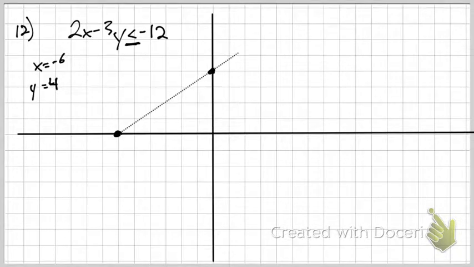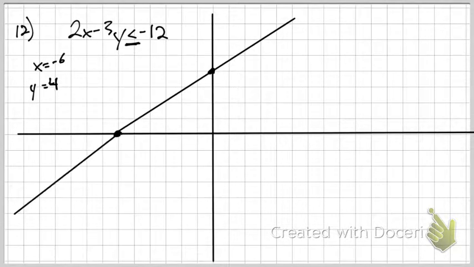So here's my, am I going to go solid or dashed? Solid. That's why I changed it to that or equal to, to get that solid line going right there. Boom. Come on. All right, so here's my line.